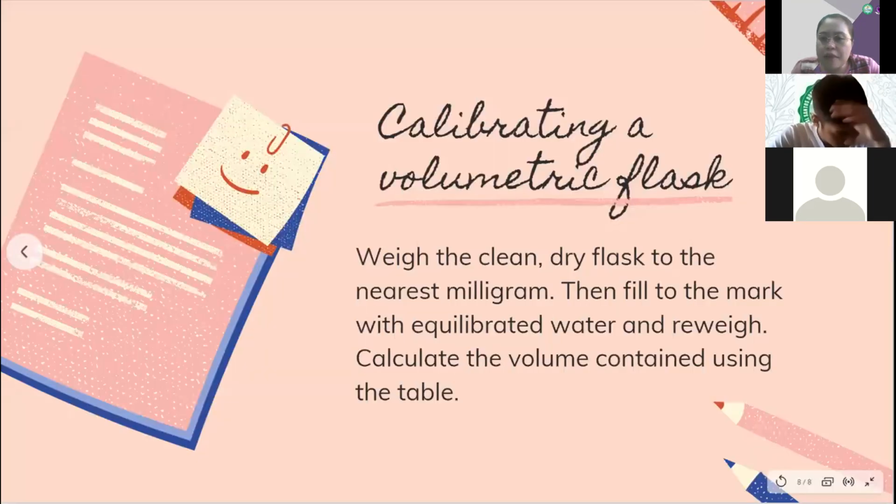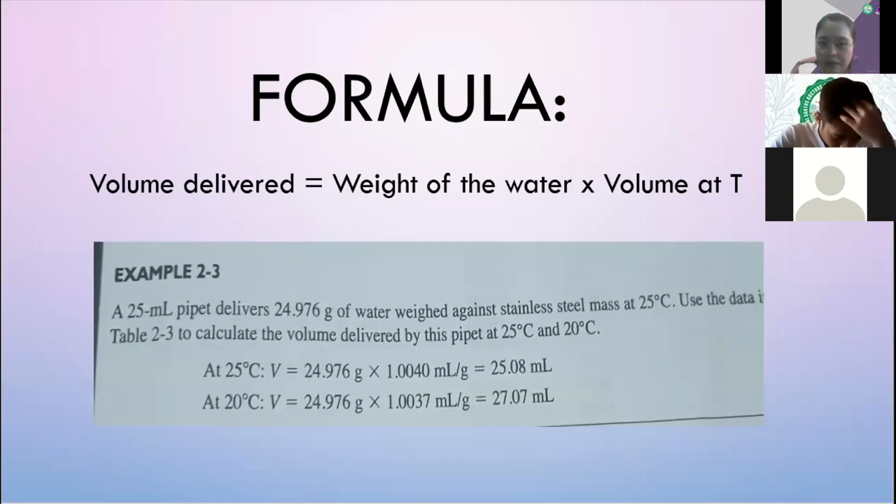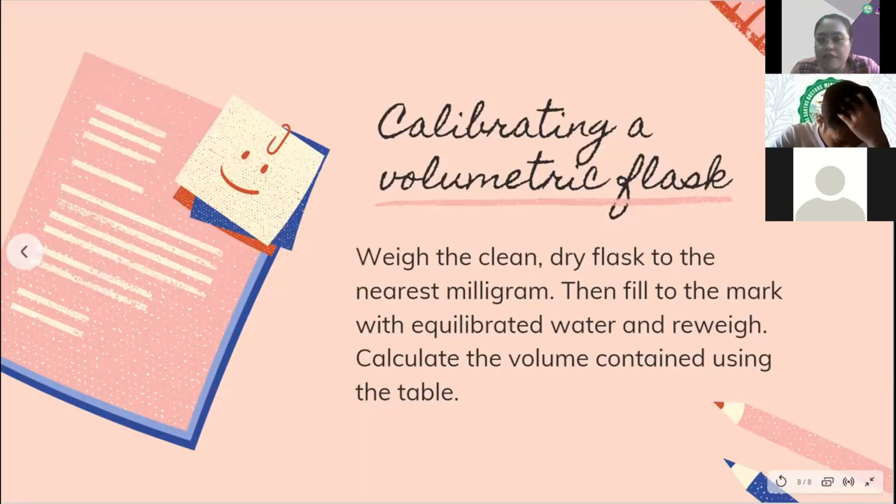And lastly, for calibrating a volumetric flask, we just have to clean our flask and dry it, weigh it to the nearest milligram, and then fill it with water and weigh. Same as before. We fill the volumetric flask with water, for example, 100 ml. Once it's filled to 100 ml, we weigh the water, and then check the temperature. Then we will use the same formula in correcting the volume delivered by the volumetric flask.